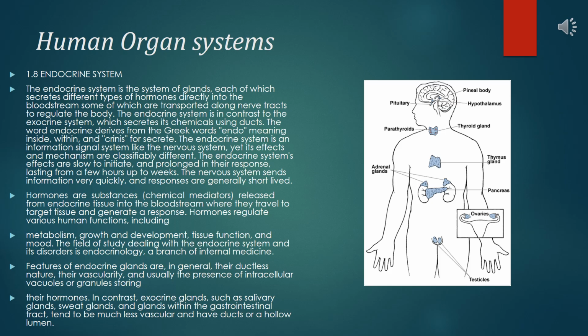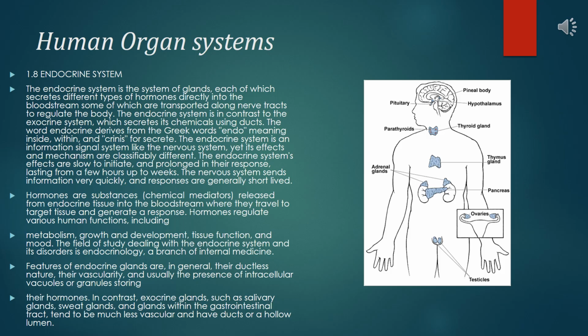The endocrine system is an information signal system like the nervous system, yet its effects and mechanism are classifiably different. The endocrine system's effects are slow to initiate and prolonged in their response, lasting from a few hours up to weeks. The nervous system sends information very quickly, and responses are generally short lived.